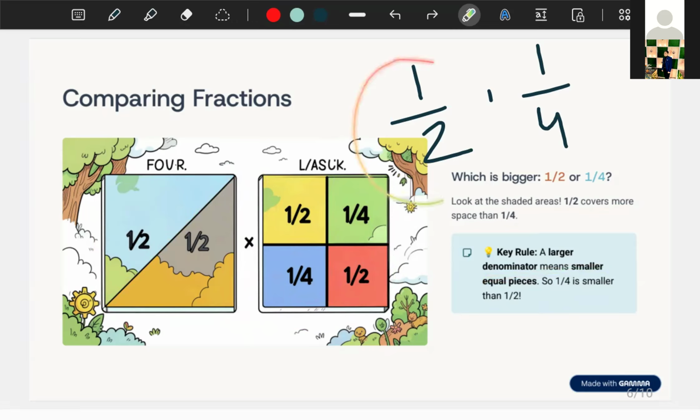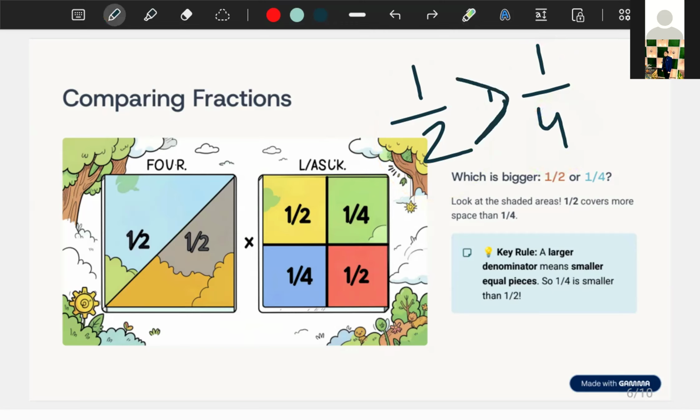It doesn't mean that because 2 is smaller than 4, 1 by 2 is also smaller than 1 by 4. No, in terms of fractions, we can't compare the denominators directly. In this case, we have to check the denominator first. The larger the number of the denominator, the smaller the fraction will be. In this case, 1 by 2 and 1 by 4: the denominator of 1 by 4 is greater, which means 1 by 4 is smaller than 1 by 2.